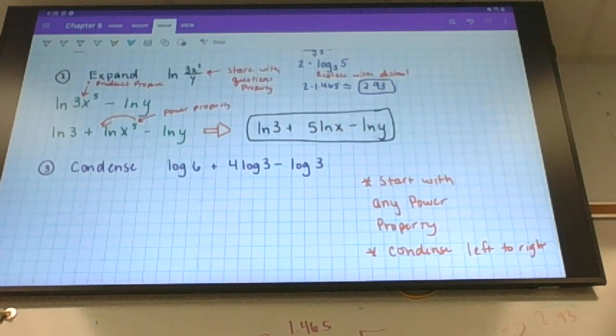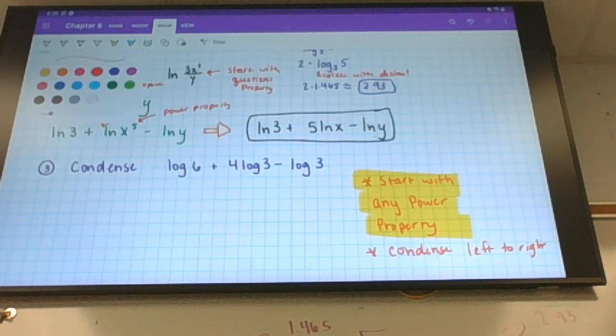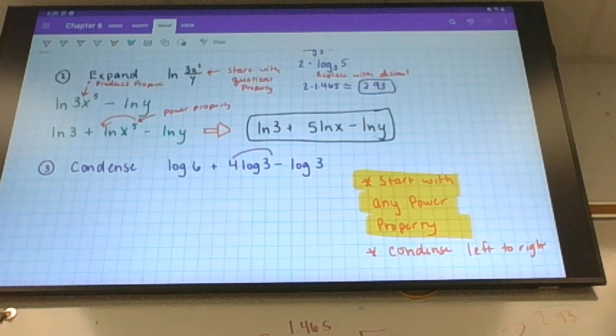Alright. When it comes to condensing, we're going to follow those same steps, but opposite. So the order of operations for condense is just the opposite of the order of operations for expand. If you want to make a note, I would start with any power property. You search through, looking for numbers in front of the word log or in front of ln, and make it an exponent. That's the first thing you do: take those numbers back to exponent form if you're trying to shrink it back up.